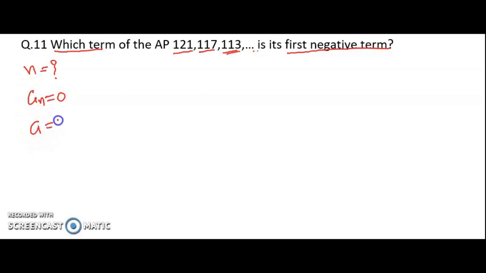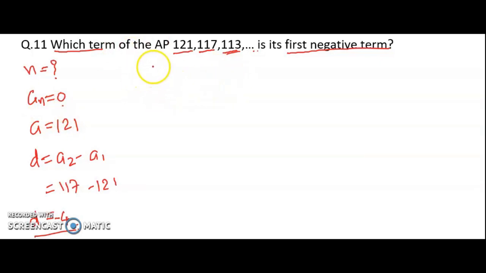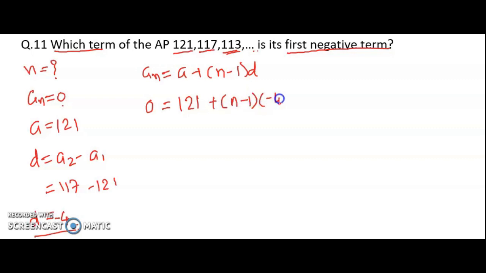The first term of this series, a, is equal to 121, and the common difference, if you find a2 minus a1, a2 is 117 and a1 is 121, so we get the common difference as minus 4. So let's find out the place of 0. At which number do we get 0? Let's put the formula a_n equal to a plus (n minus 1)d. Here in place of a_n we will put 0. a is 121 plus (n minus 1), and d is minus 4.